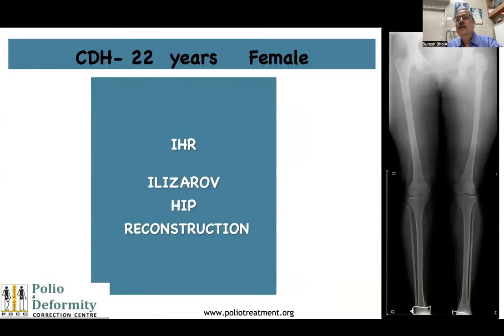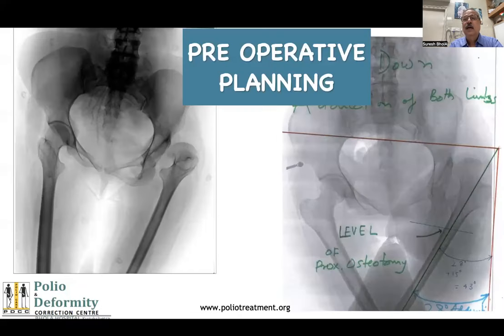Another indication is Ilizarov reconstruction. 22-year female. Again, in most of the cases where the deformities are also to be assessed, preoperative planning should be there. And very seriously, the more serious you are in preoperative planning, the execution will be more accurate, more precise.